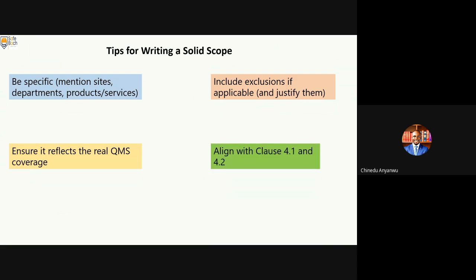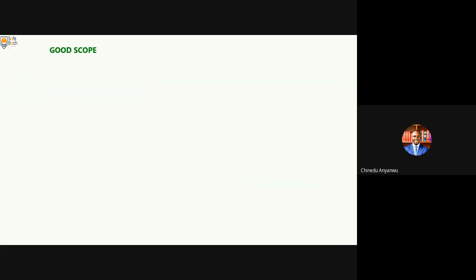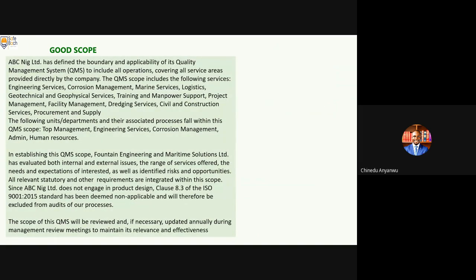The next thing you need to do is to align with clause 4.1, which is the context of the organization, internal and external issues, and 4.2, which is interested parties. And then finally, you must keep your scope updated as your organization evolves. What is an example of a good scope? Now look at this scope here. It states that the organization has defined the boundary and applicability of its quality management system to include all operations, covering all service areas. Now, if you look at this scope very well, you will see that it includes what the company is all about.